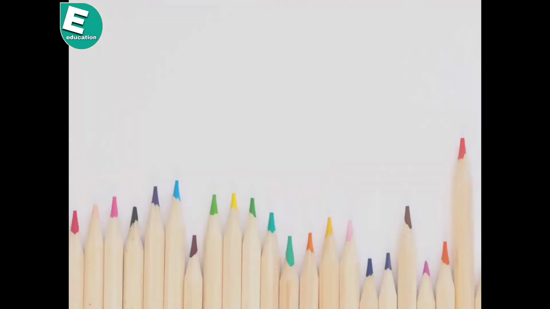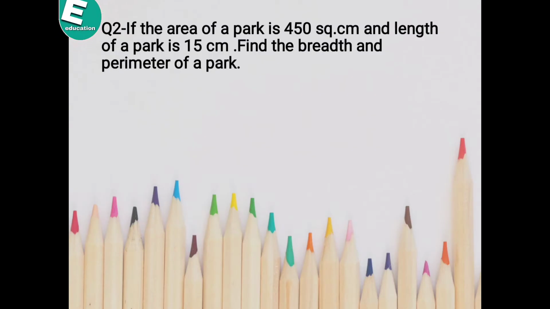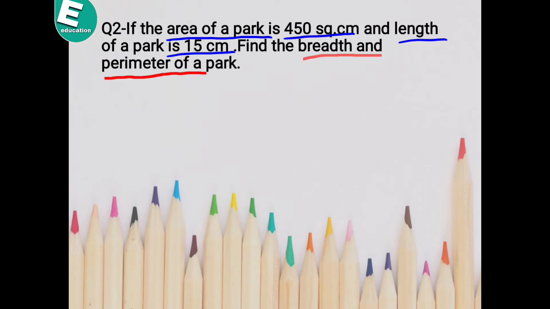Now the second question. If the area of a park is 450 square centimeter and the length of a park is 15 centimeter, find the breadth and perimeter of a park. Here area of a park is given, which is equal to 450 square centimeter, and length is equal to 15 centimeter, and we have to find the breadth and perimeter of a park.